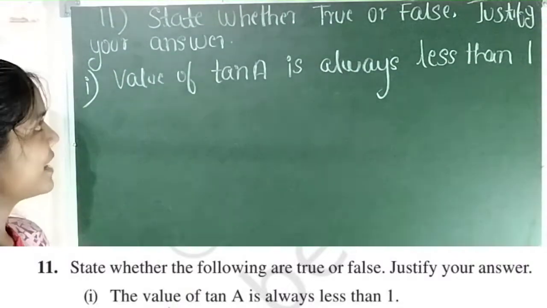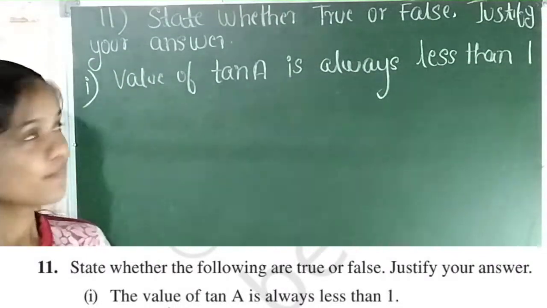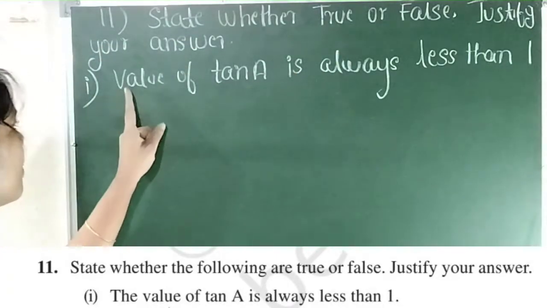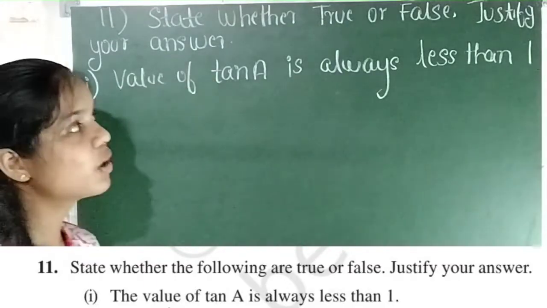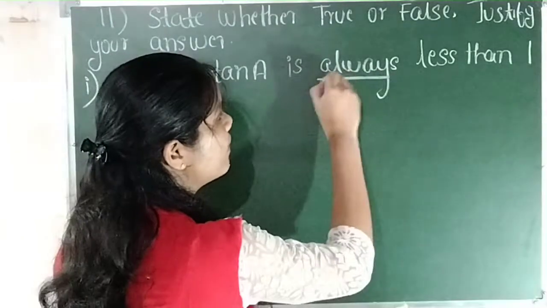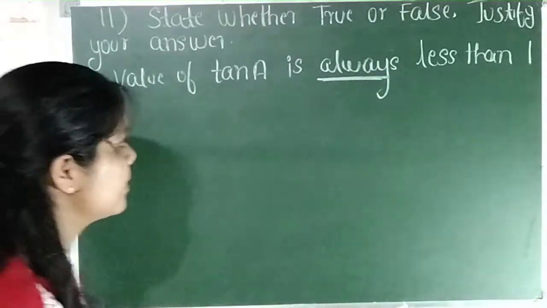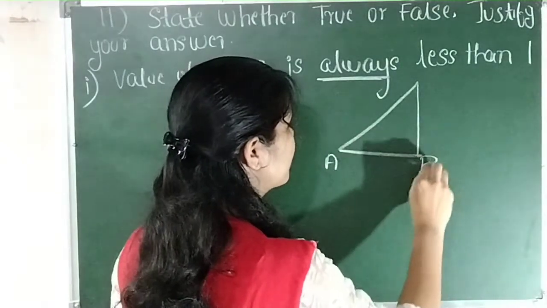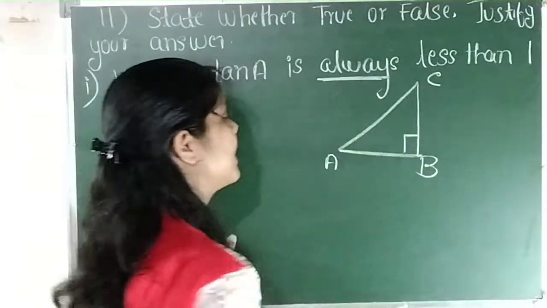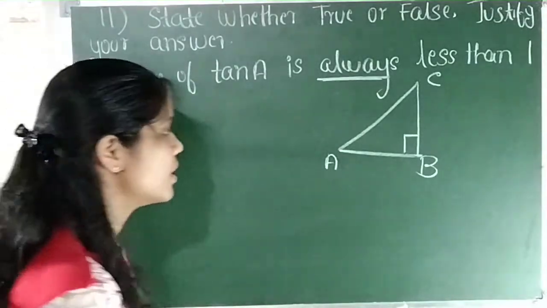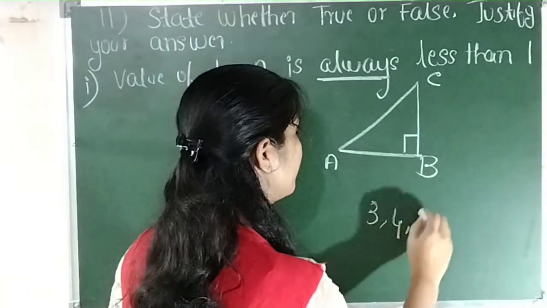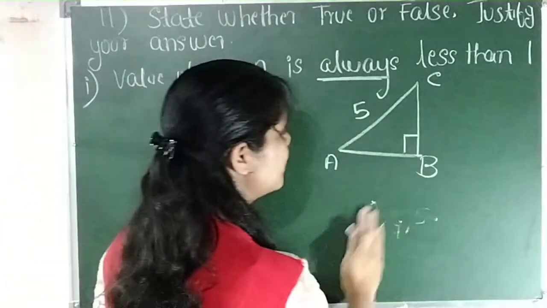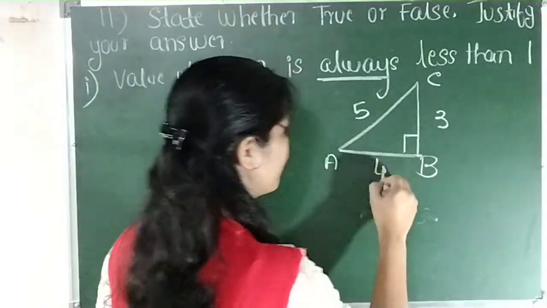Question number 11. State whether true or false. So if it is true or false, you need to justify your answer. First question, the value of tan is always less than 1. They have given always. So, to prove that, let us consider a right angle triangle ABC, which is right angled at B. Now we know the Pythagorean triplets 3, 4 and 5. So this is the hypotenuse 5. I'll consider this is 3 and this is 4.